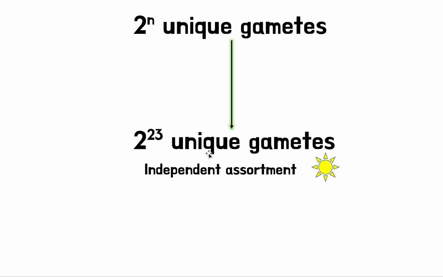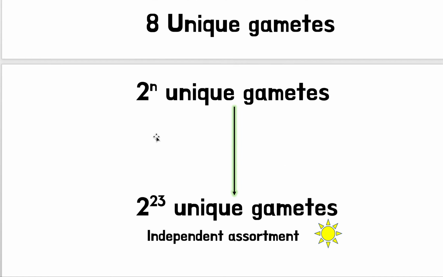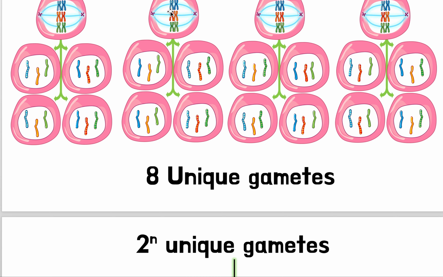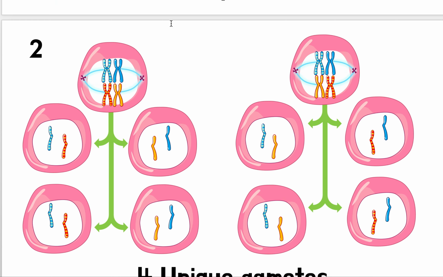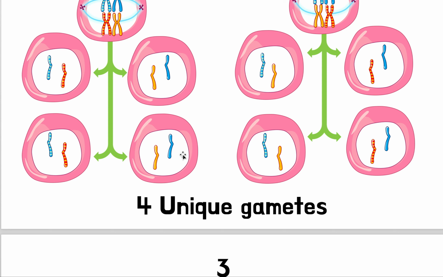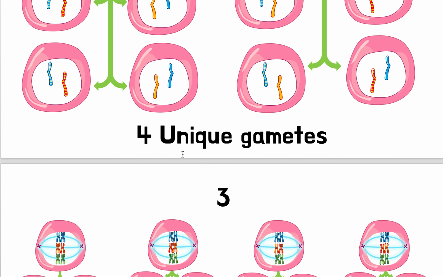Now, the amount of unique gametes you can make is actually much more than this, because we didn't even consider crossing over here. We considered that no crossing over happened. So imagine if we consider crossing over, there'd be so many more possibilities as well. So the combination of crossing over and independent assortment provides a huge variety of unique gametes.